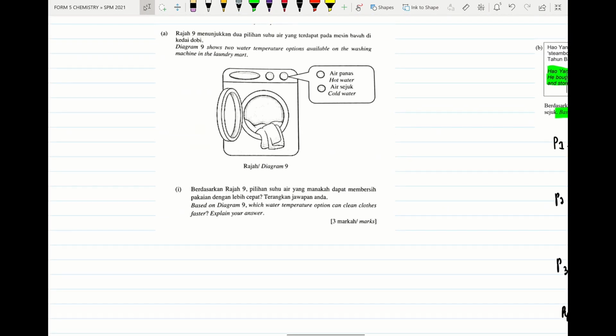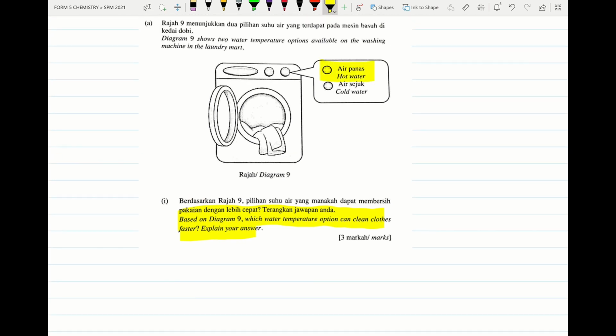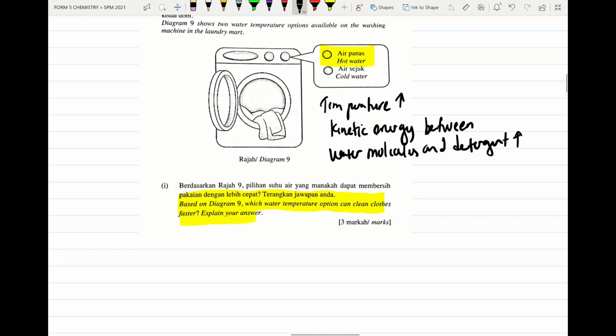Please check this question. Based on diagram 9, which temperature option can clean the cloth faster? So we take hot water. Why? Because in hot water, the temperature is higher. When the temperature is higher, the kinetic energy between water molecules and detergent becomes higher. Thus we can use it to clean the clothes easily or faster.